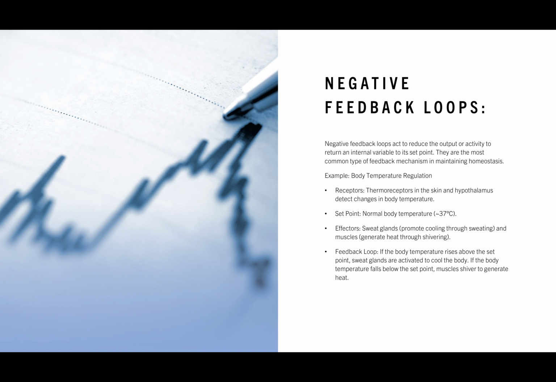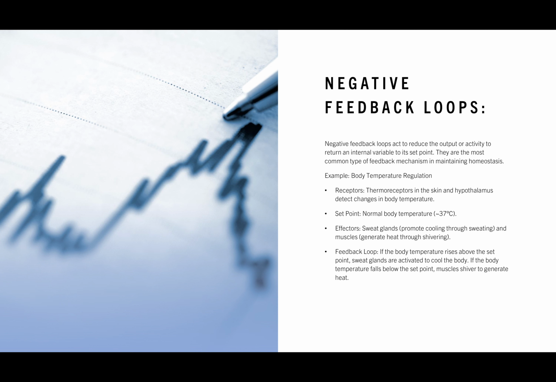So negative feedback loops, right? They really act to reduce the output or activity of some type of internal variable. They reduce it. That's why they're negative feedback loops, right? So the most common ones are generally like body temperature regulation, right? So the receptor would be thermoreceptors in the skin, and the hypothalamus detects the changes in body temperature. The set point is about 37 degrees Celsius. So our effectors in this case have been sweat glands, right, and different muscles, right, our erector muscles.